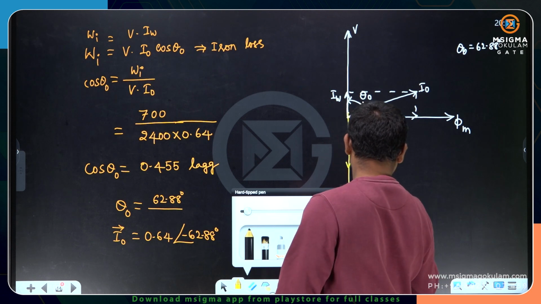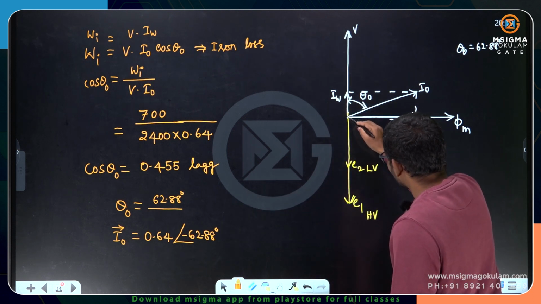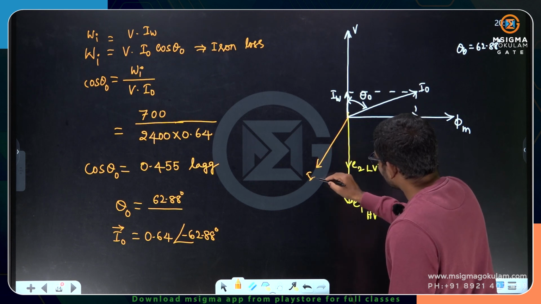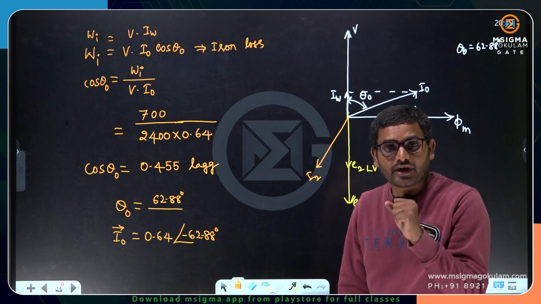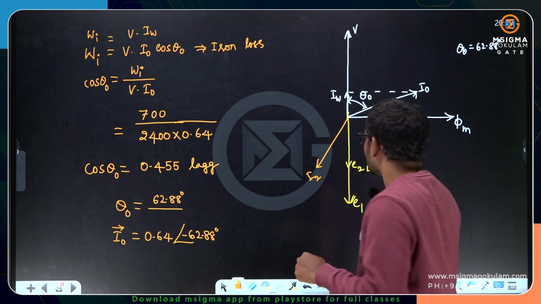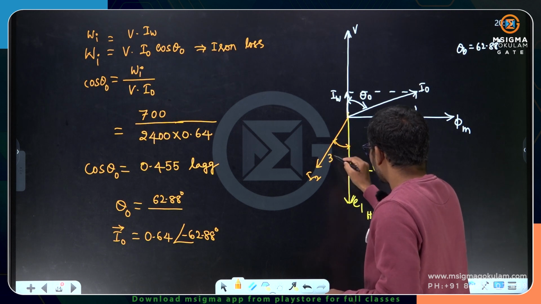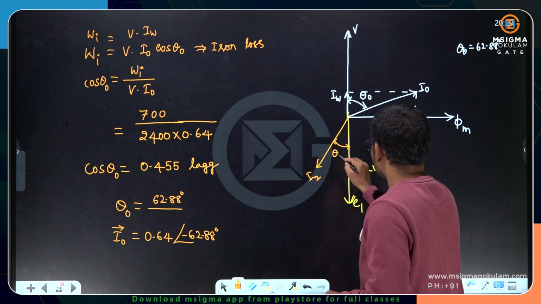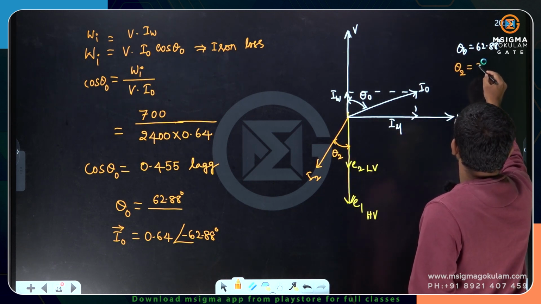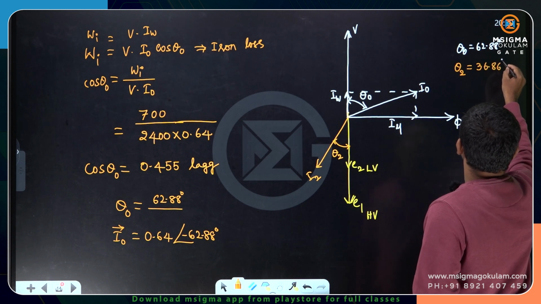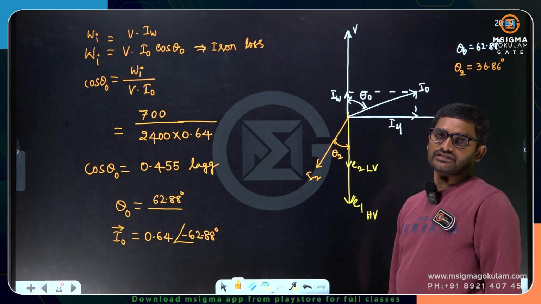Let me draw the lagging current here. The current lags the secondary voltage by how much angle? He has given the load power factor as 0.8. Cos inverse of 0.8, we got it as 36.86. So with respect to voltage, the current lags by 36.86. Let me write it as theta 2. So theta 2 is 36.86 degrees. Of course, it is lagging. I2 is lagging with respect to voltage.